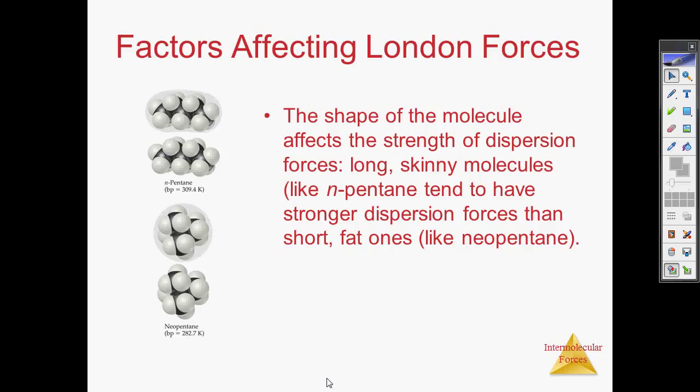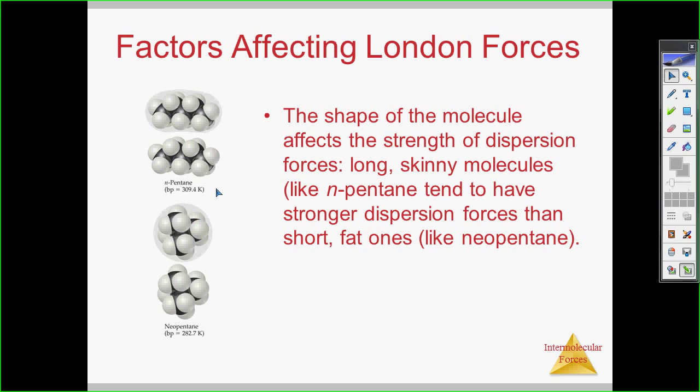So pentane, what's the formula for pentane? Who knows? That'd be pentane's 5. C5, H12, because we know CnH2n+2. All right, so pentane, long carbon chain.